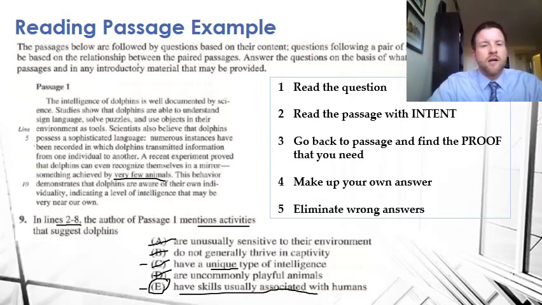So there's putting our reading passage strategy to work. Hopefully you've learned something here about reading passages and of course our missing word questions.